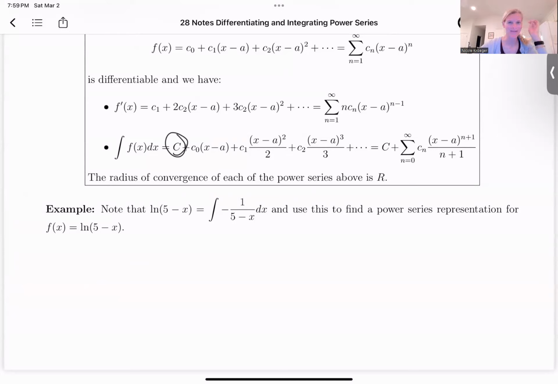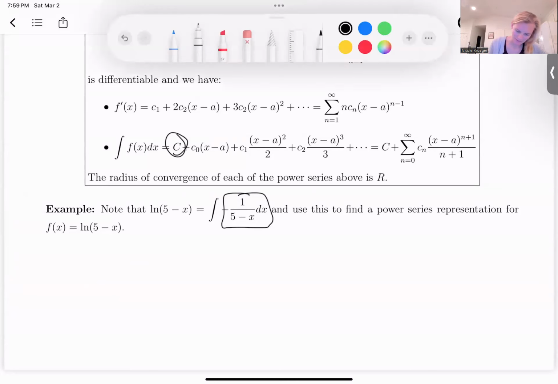Actually, last class, we could have done something a little bit easier to find the power series representation for ln of x minus 5, but we'll just do what this problem is asking us to do to get some practice. So I should start out by finding the power series representation for this, and then we're going to integrate it. This one has a little bit of work to do.